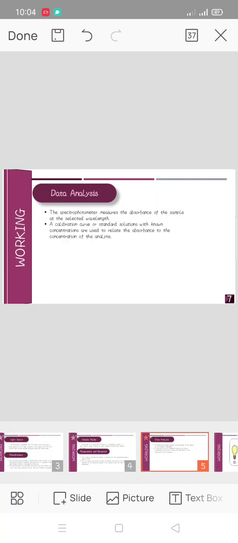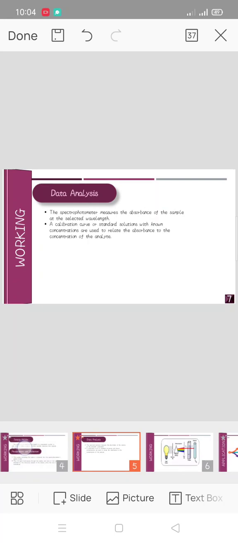Data analysis. The spectrophotometer measures the absorbance of the sample at the selected wavelength. A calibration curve or a standard solution with known concentration is used to relate the absorbance to the concentration of the analyte.